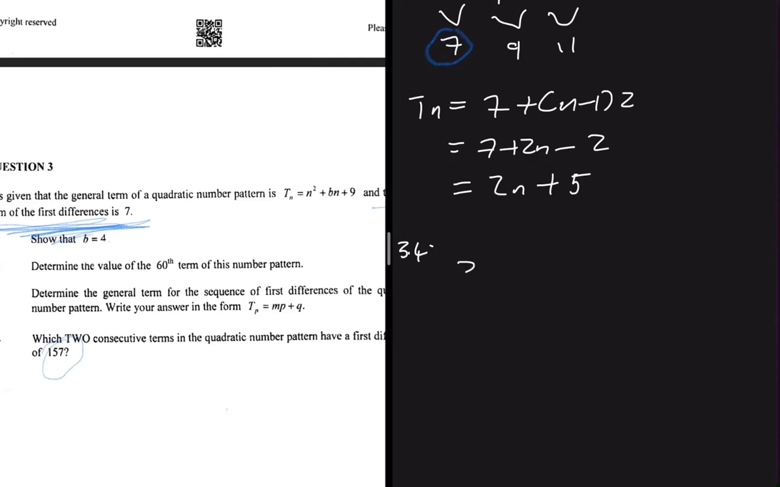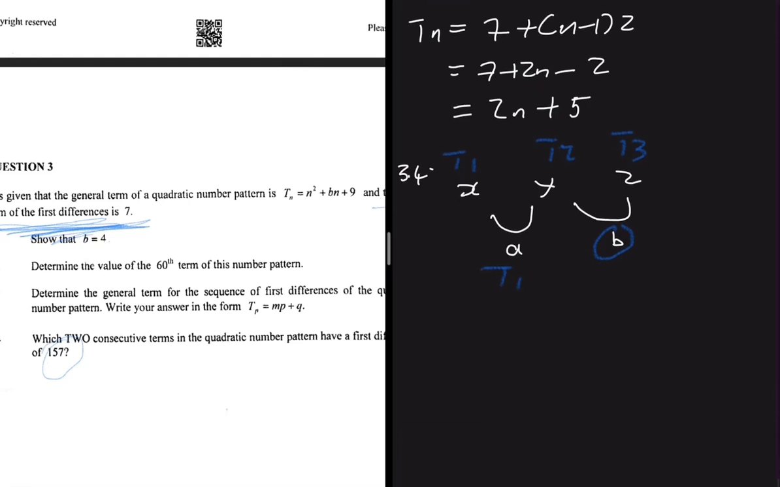Let me show you something. So let's say we have x, y, z being our quadratic number pattern, right? And then the differences are a and b, right? So I want you to realize something here. b is T2, term number 2 on the first differences, but we get it by finding the difference between T3 and T2. Now let's look at a. a is T1 on the first differences, and we find it by finding the difference between T2 and T1 on the quadratic number pattern, right?